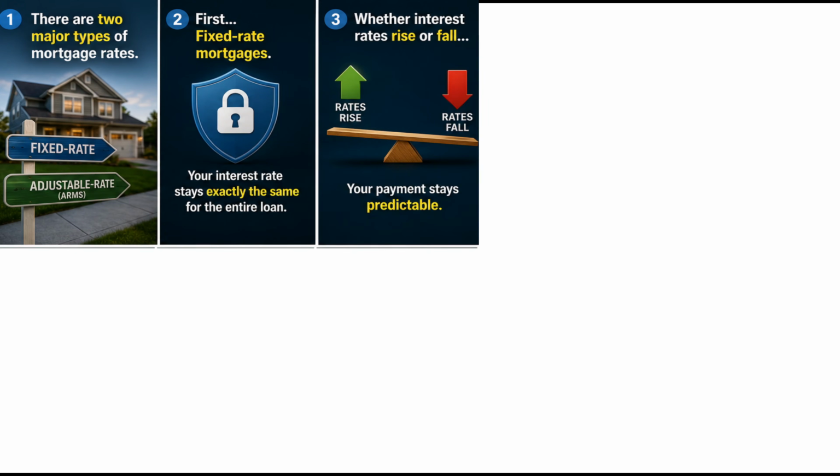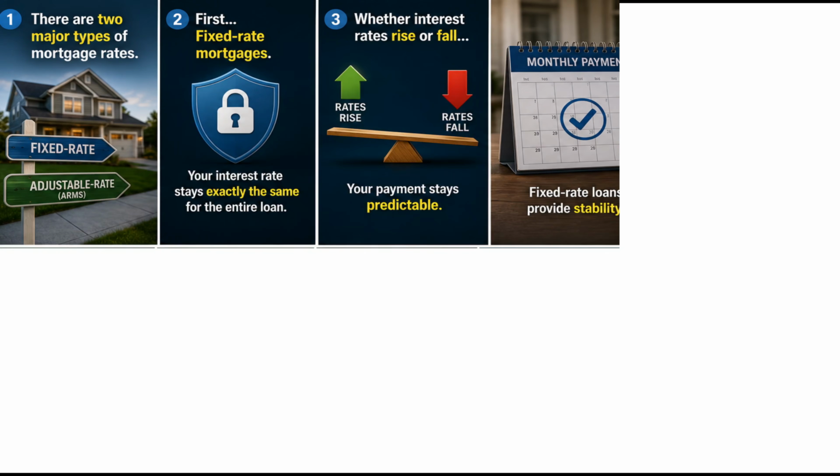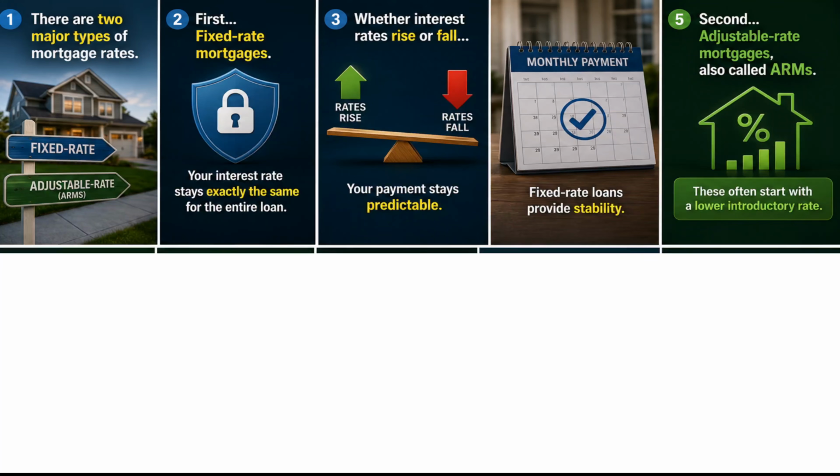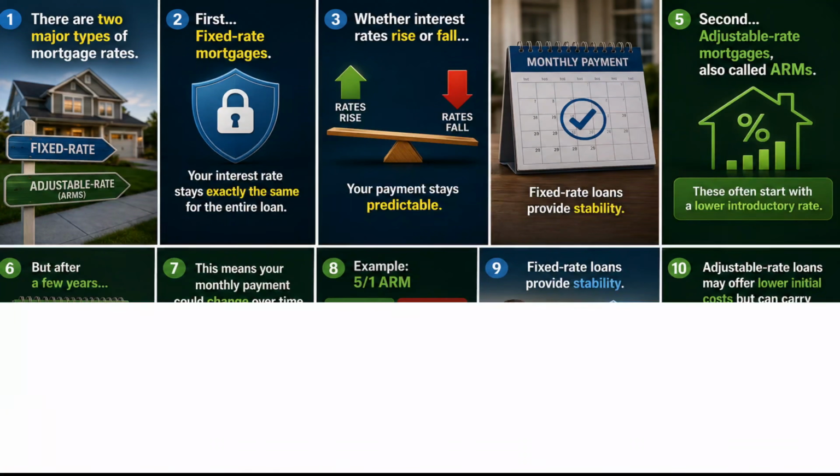What are fixed versus adjustable mortgage rates? There are two major types of mortgage rate. First, fixed rate mortgage. Your interest rate stays exactly the same for the entire loan. Whether interest rates rise or fall, your payment stays predictable. Second, adjustable rate mortgage, also called ARM.